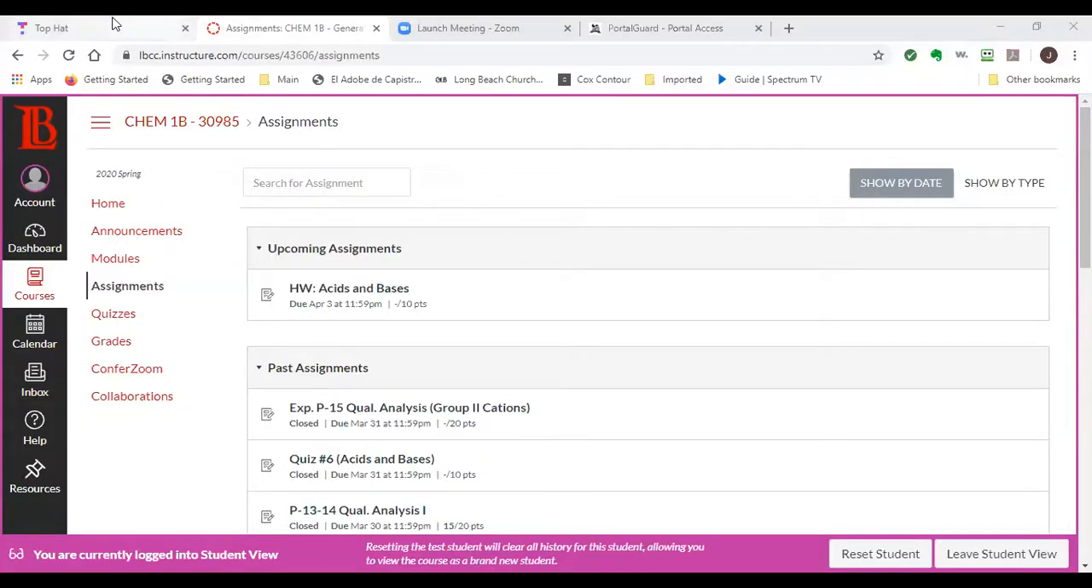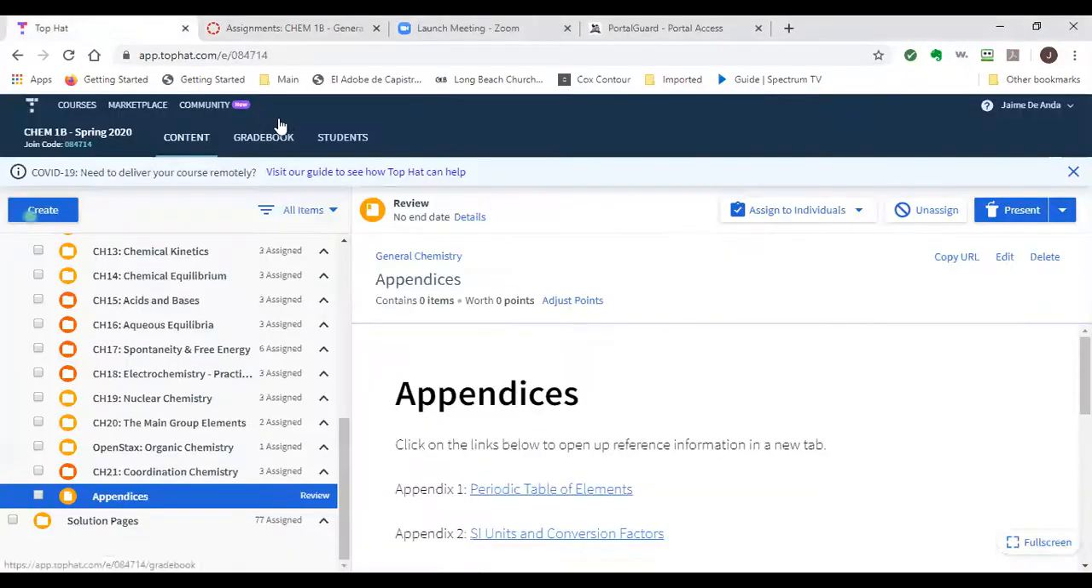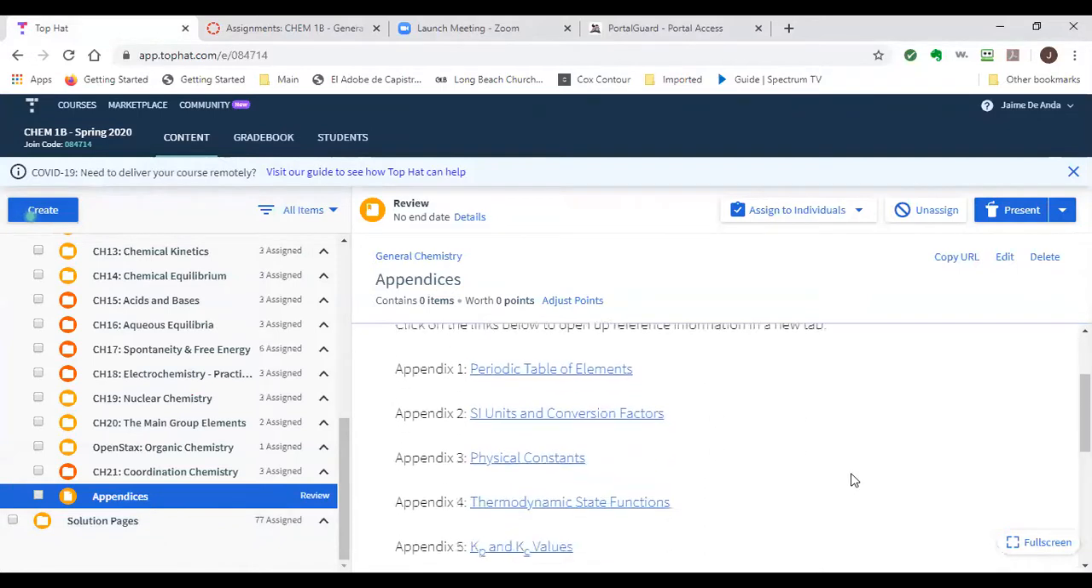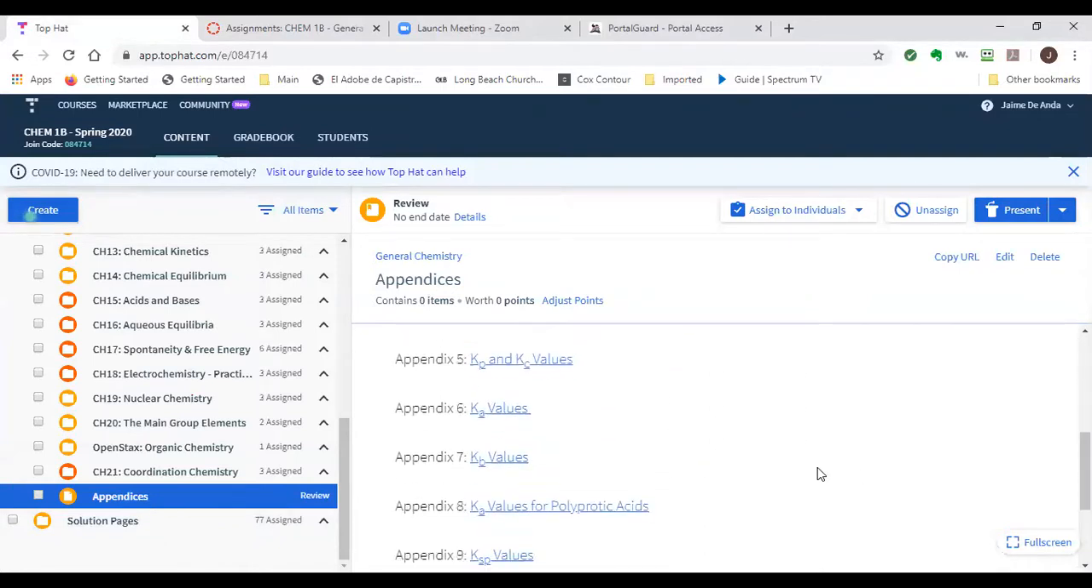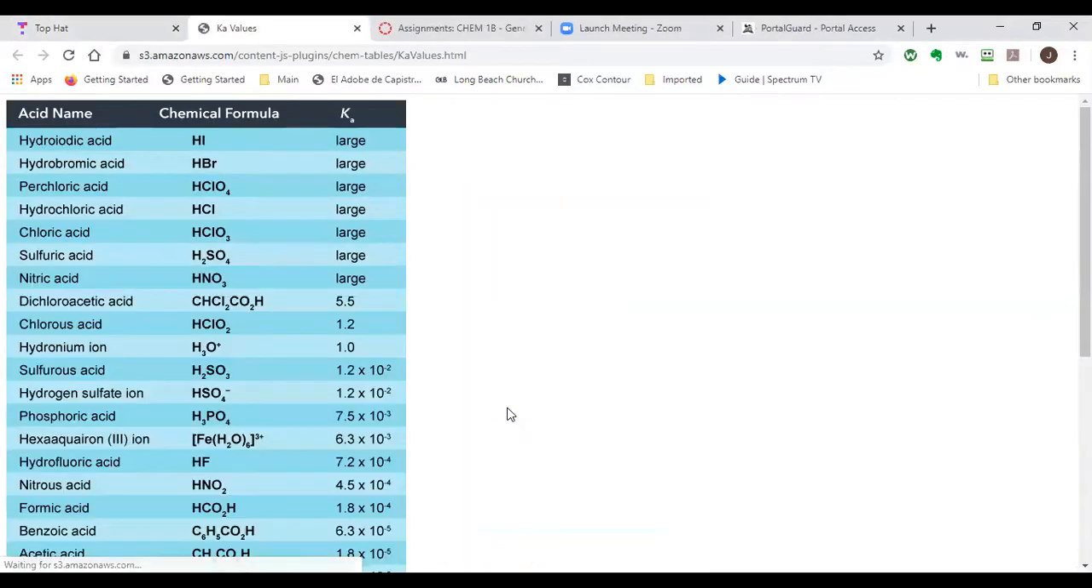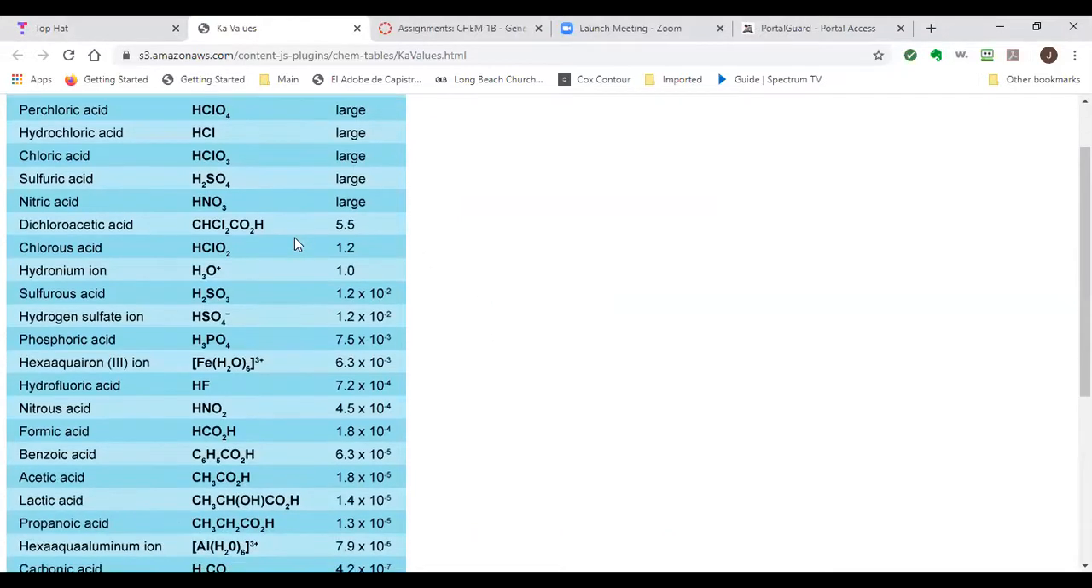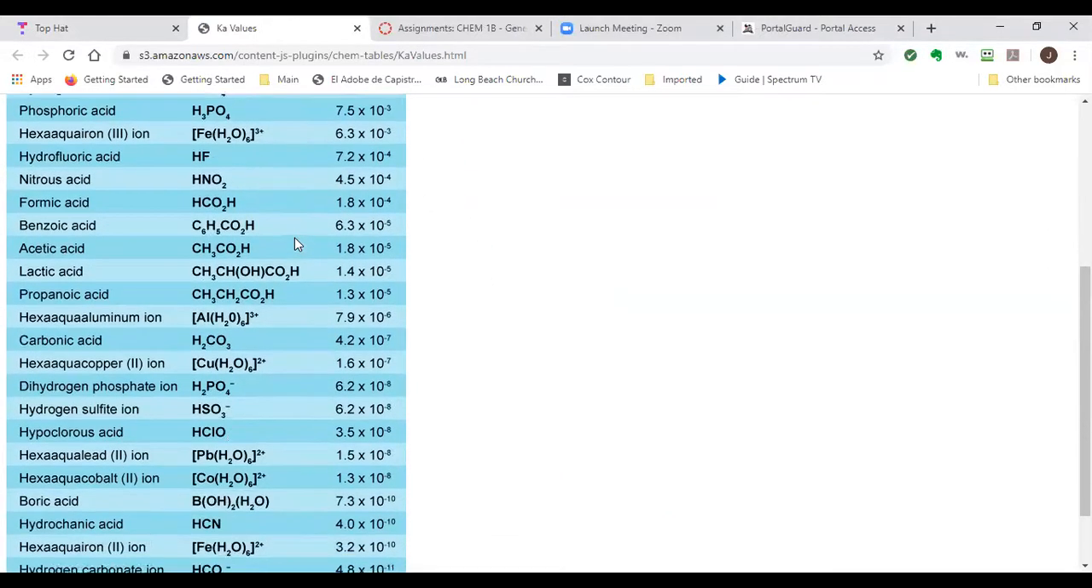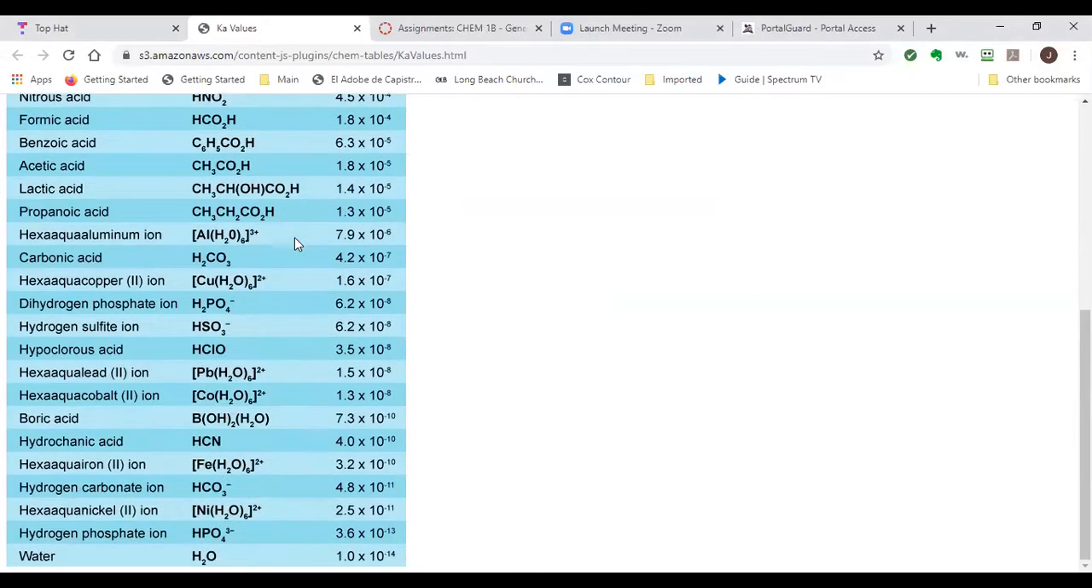Okay, here it is. Top hat. Remember that at the bottom of all the chapters, before you hit the solutions pages, there's a series of appendices, and you can go in here, and one of them has Ka values. So we can click on that to open this window. And here we go. We can look for formic acid. Anybody see it there? There it is, right at the top, formic acid.